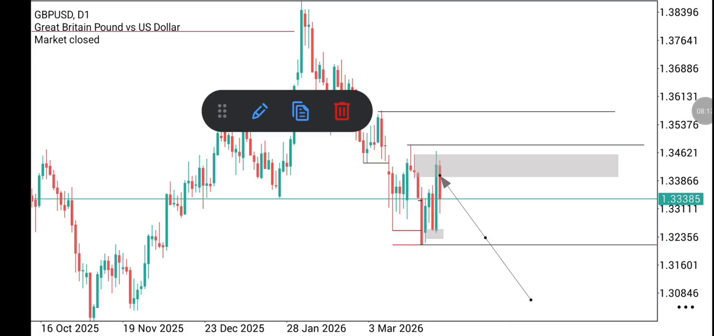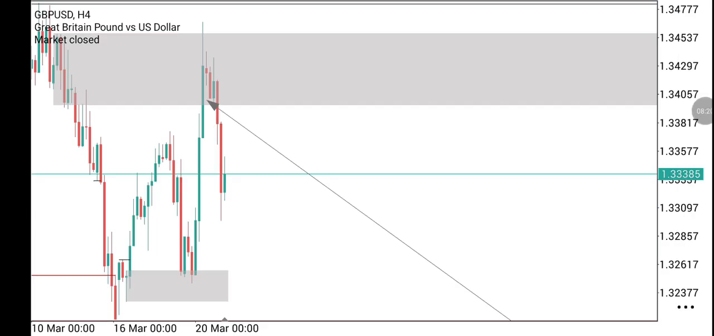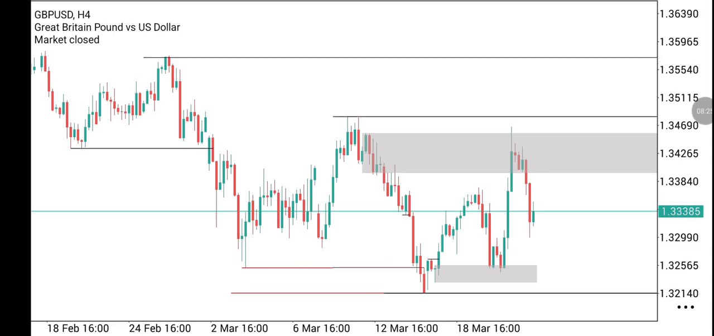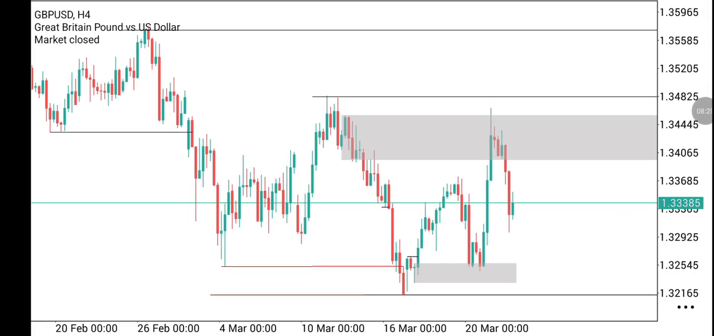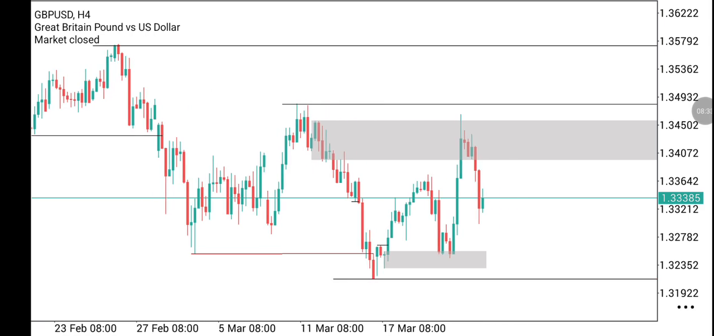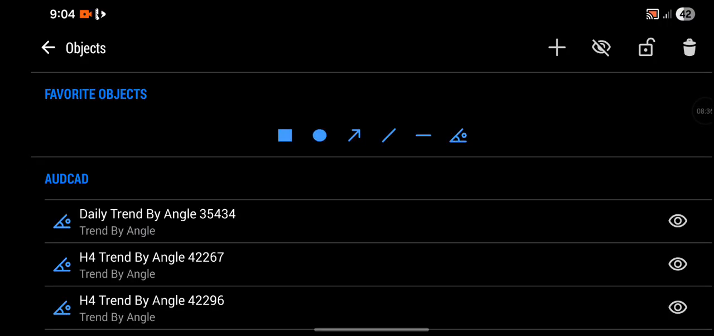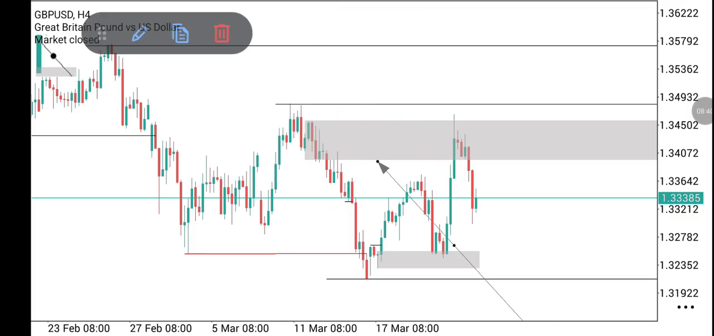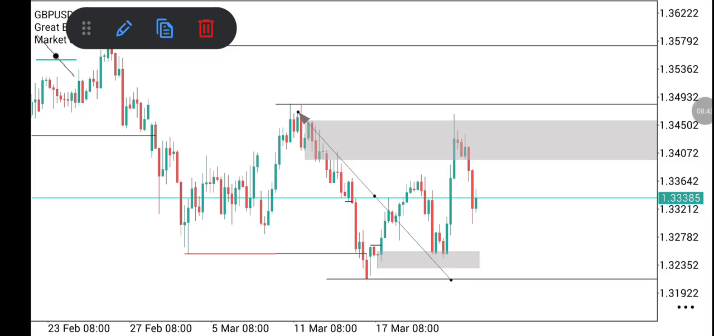So let's get down to the lower time frame, the 4 hour. Here on the 4 hour time frame, this is our trading range. This was the range I mapped out. This is the range that led to the break of structure. This is our low, this is our high, this is our low.